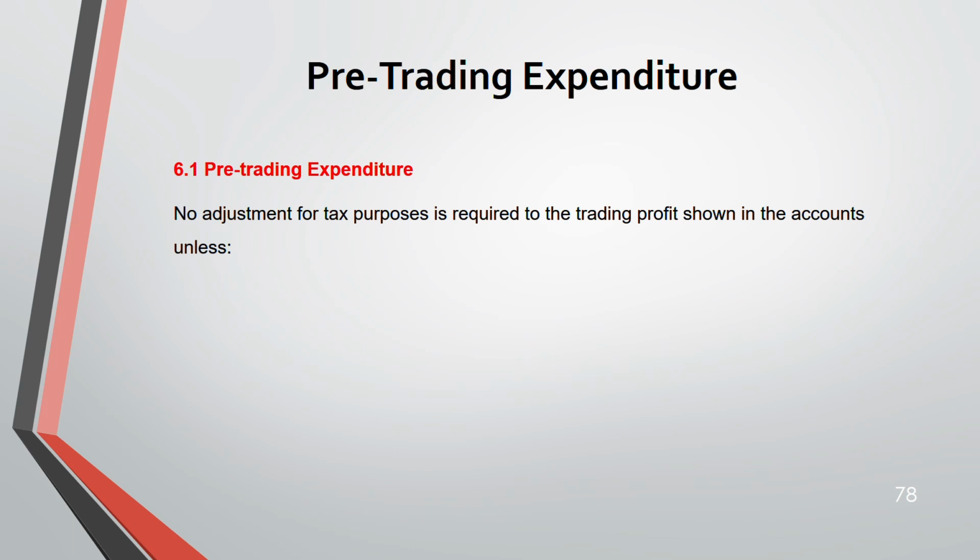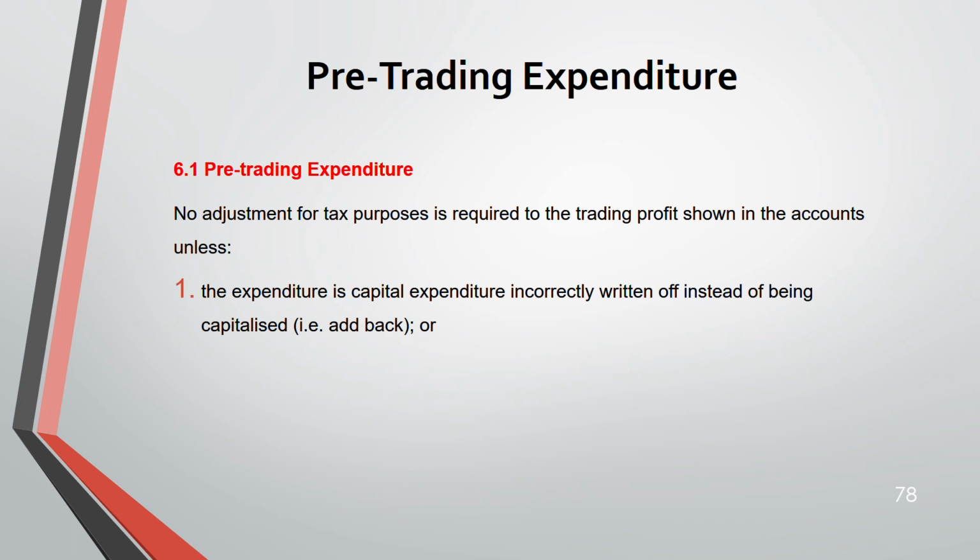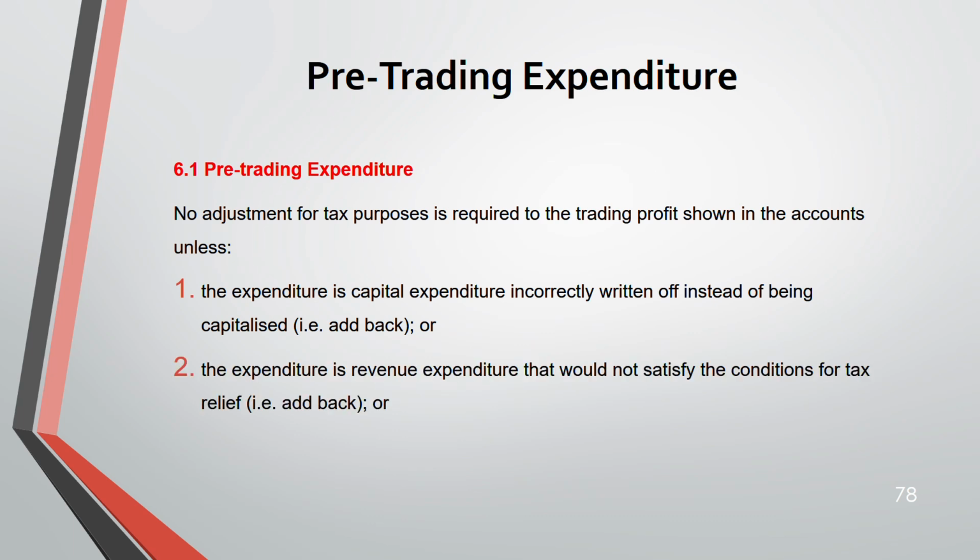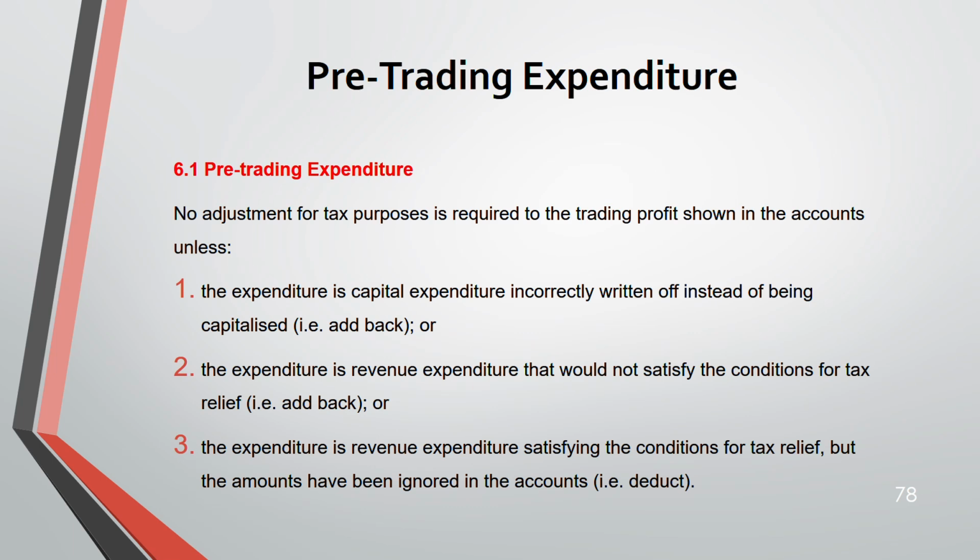Now, no adjustments for tax purposes are required to the trading profit shown in the accounts unless the expenditure is capital expenditure, which has been incorrectly written off instead of being capitalized. That means you have deducted it. You should not deduct capital expenditure, so add back. Or the expenditure was a revenue expenditure that would not satisfy the condition for tax relief. So add back. You have deducted it, but you can't deduct it for tax purposes, so add back.